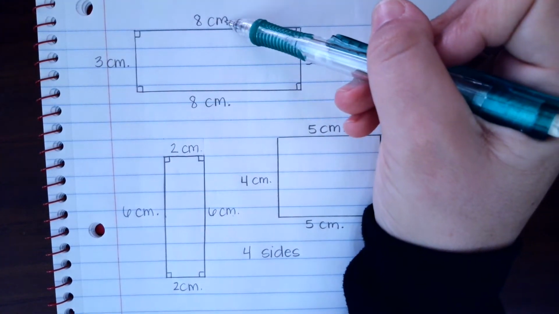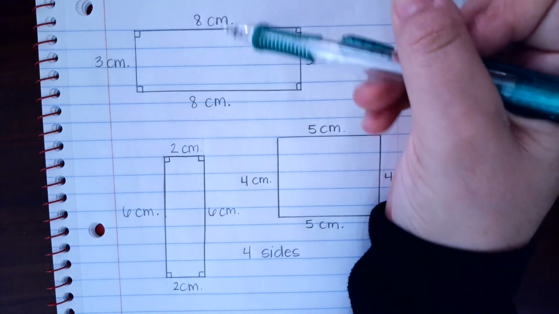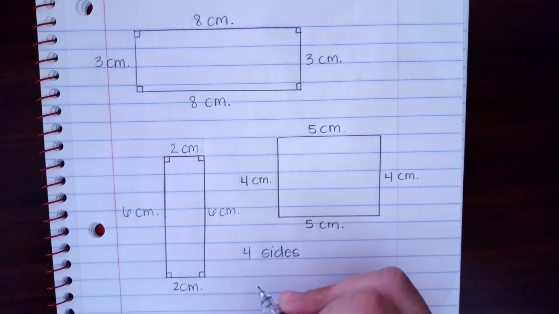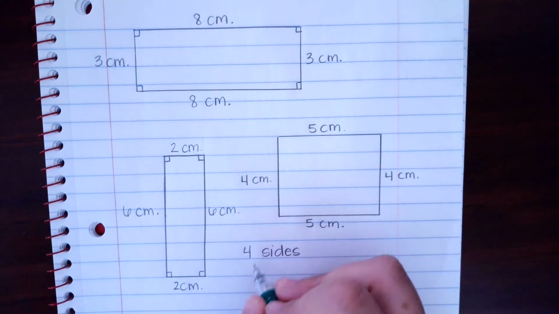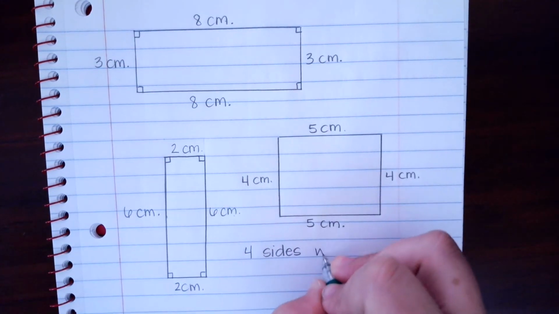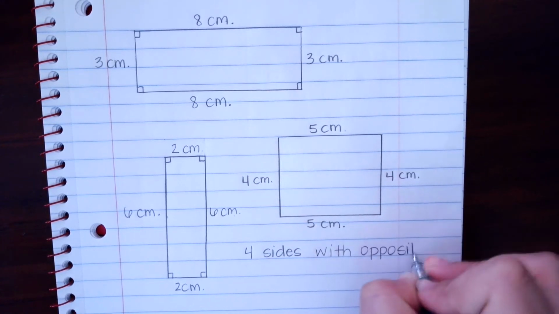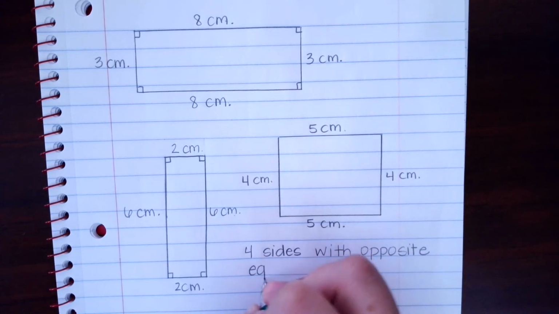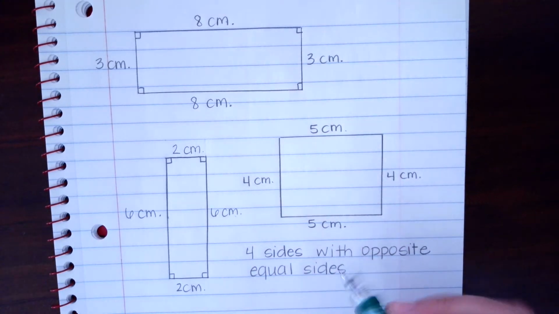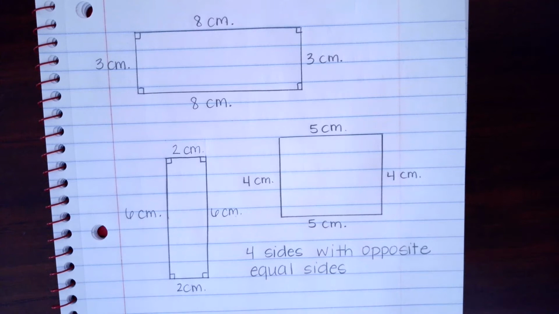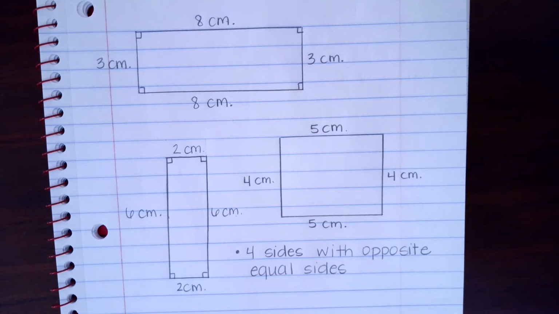So, if I were to say this top side and this bottom side, I would call these opposite. They're opposite, they're across from each other. So, we would say that the opposite sides are equal. So, 4 sides with opposite equal sides. Or you can say with opposite sides equal, either way will work. Okay, so that's the first quality that a rectangle must have.